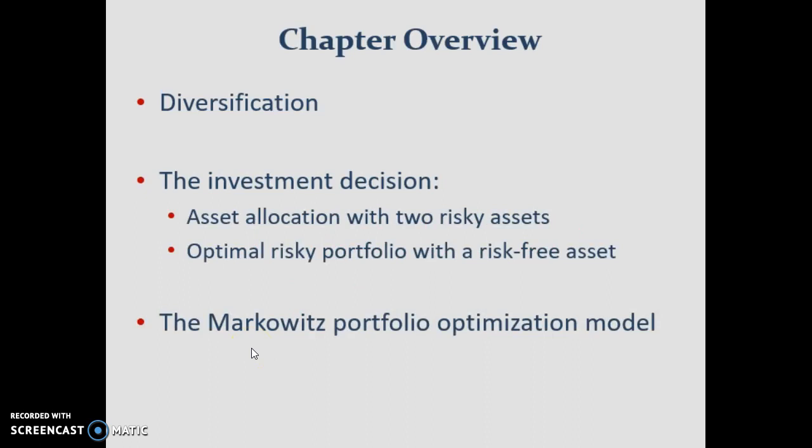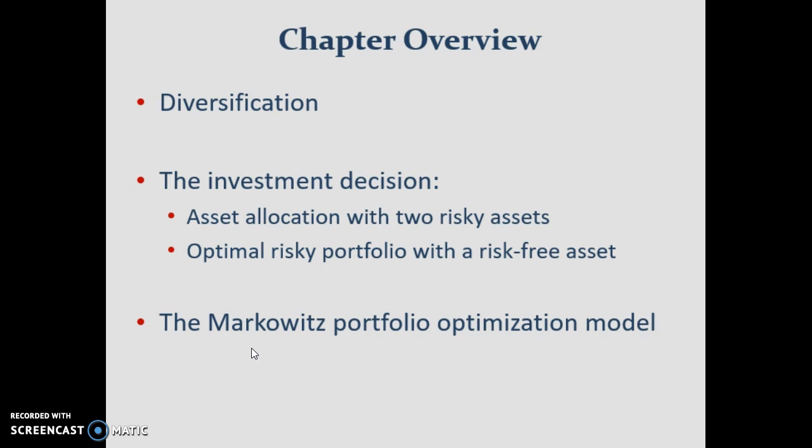This chapter can be divided into three main parts. The first part talks about diversification, and it divides the overall risk of a security into two categories: the market risk or the systematic risk, which cannot be diversified away, and the unique or the firm-specific risk, which is also known as the diversifiable risk because it can be reduced to zero with diversification.